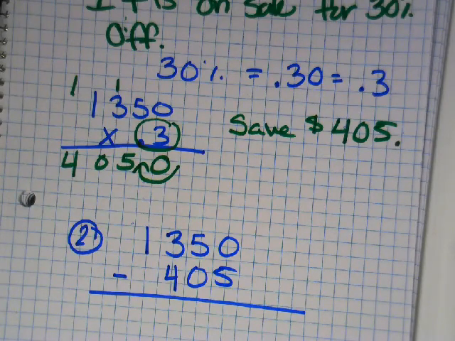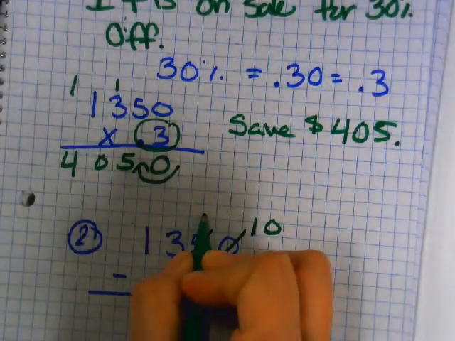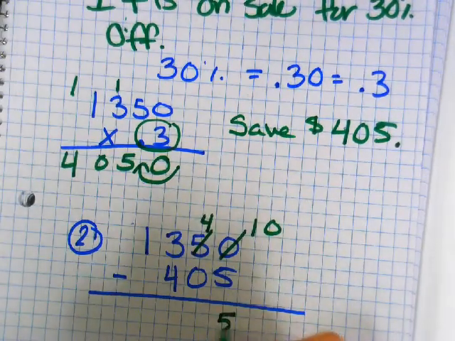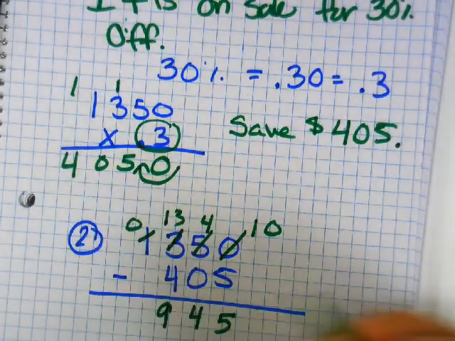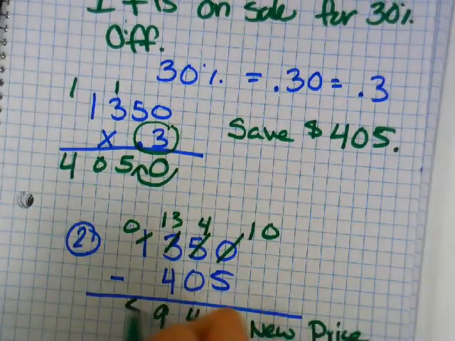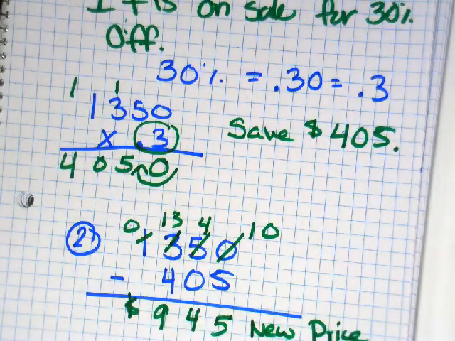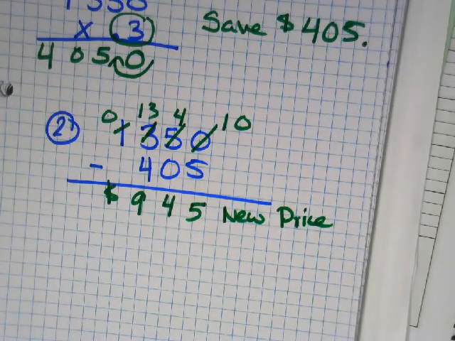Borrow, borrow, borrow. I got 945. That's the new price. All right, $945 is our new price. Yay. I mean, you're saving $400. That's a lot of money.